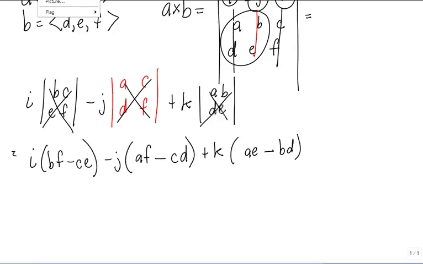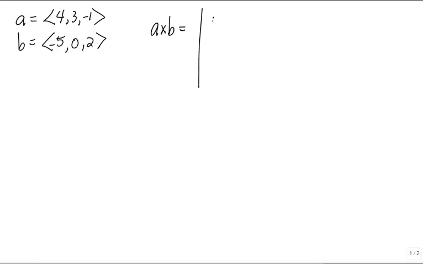So let's do a specific example. I think this calls for one. Suppose A is the vector 4, 3, negative 1, and B is the vector negative 5, 0, 2, and we want to do A cross B. To set that up, you're going to use i, j, k. Remember, those are the unit vectors in the direction of the x, y, and z axis, respectively. And we just put A in the second row and B in the third row.